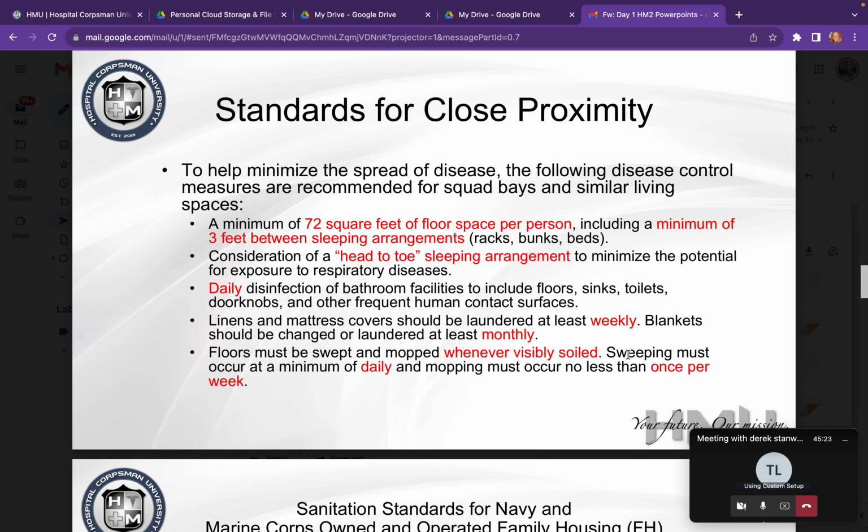And you're going to be doing a head-to-toe sleeping arrangement, specifically when it comes to open bay. If you have just a roommate, that really isn't going to apply because you're going to have that distance. However, the reason why on a ship specifically you're going to have head-to-toe is because of the cross-contamination of actual breathing particles. Getting sick from sleeping face-to-face with someone, you're probably going to get sick a lot faster. Right? We learned that from COVID-19, right?